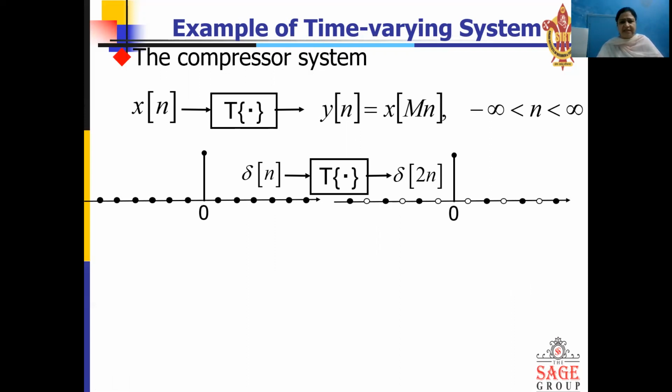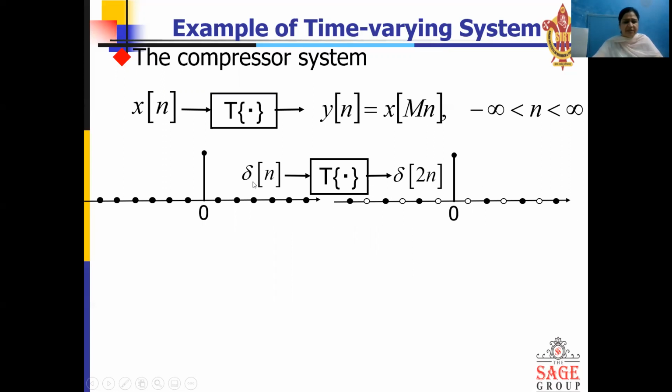Now we will see the example of time variant system. Here we can see a system in which the input x[n] is given. The output which we'll get is the scaled output, which is x[Mn]. For example, capital M has value 2. So here the input is scaled by a factor 2. Since the scaling factor is equal to 2, which is greater than 1, we will get the compressed version of the input signal.